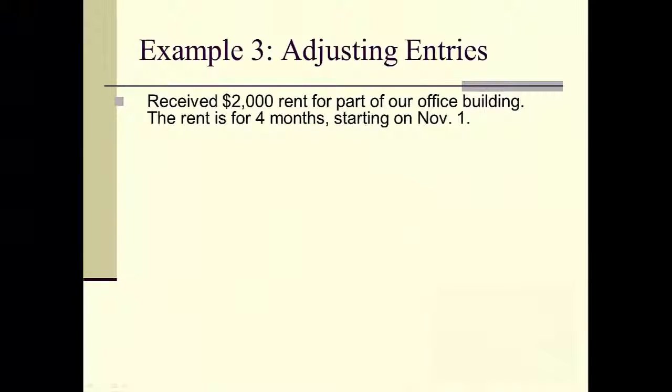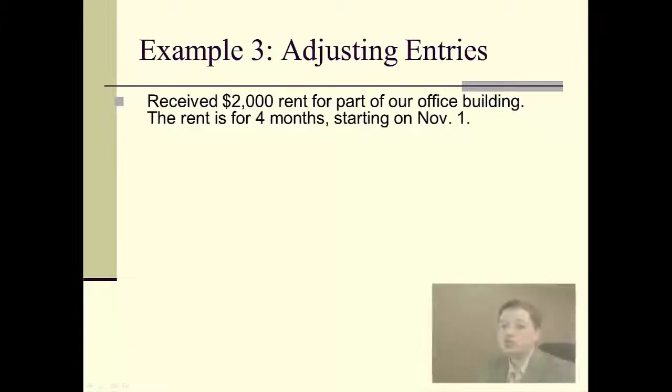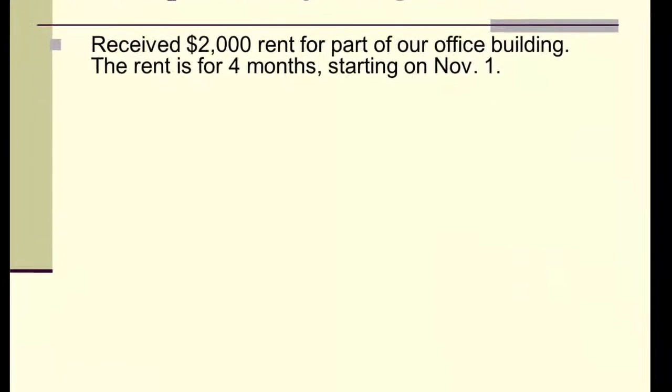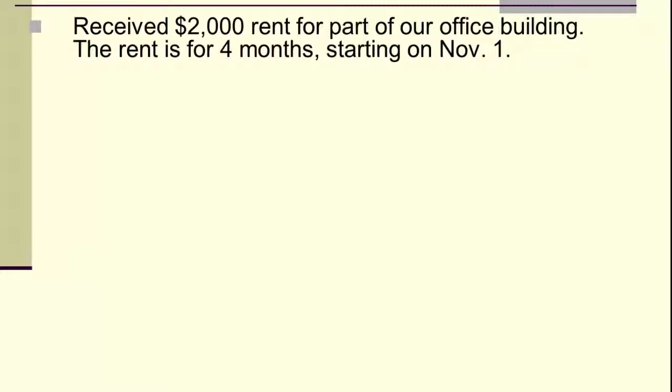In this example, we received $2,000 rent on November 1st. It's supposed to be 4 months worth of rent, and we received all of it up front. So the question is, always the first question, do we need an adjusting entry? Well, let's see. We would have gotten the cash on November 1st. When we get to December 31st, I haven't earned all of it. I've only earned half of it, which means, yeah, I'm going to need some kind of an adjusting entry to record the fact that I need half of this revenue.